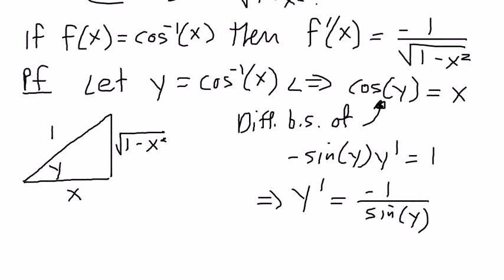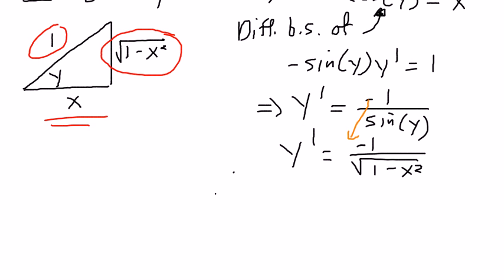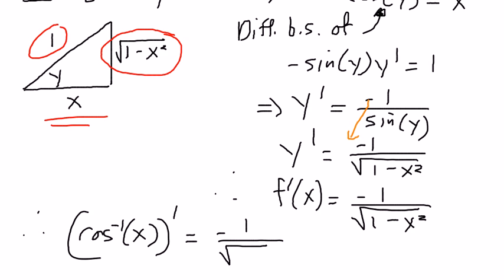From this triangle, sine of y is opposite over hypotenuse, and so sine of y is the square root of 1 minus x squared, so y prime therefore is 1 over the square root of 1 minus x squared, and then that negative 1 also has to go down there, so we have negative. And so therefore f prime in this case is just the minus of what the f prime was for sine inverse. So therefore cosine inverse of x, that thing's derivative, is negative 1 over the square root of 1 minus x squared.